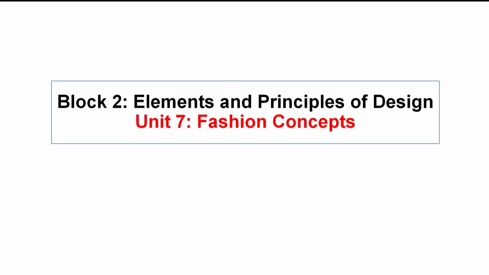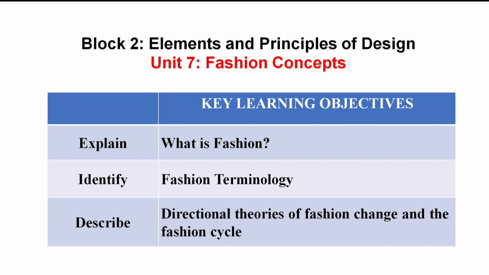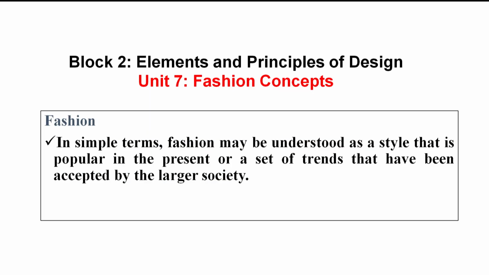The third and last unit of this particular block is unit 7, which is about the fashion concept. We expect that after going through this unit, you will be able to explain what fashion is, identify fashion terminologies, and describe different directional theories of fashion change and the fashion cycle. First let us understand what fashion is, because from the beginning we are talking about fashion design or creating designs. In simple terms, fashion may be understood as a style that is popular in the present, or a set of trends that have been accepted by larger society. Any design or fashion product which is accepted by the largest number of people in society is said to be fashion.